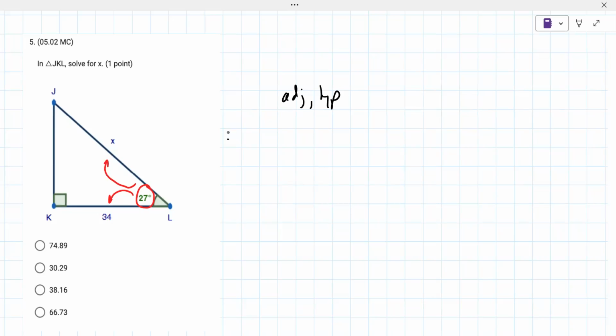I think it's tan. Does the cosine use the adjacent? Yes, cosine. So cosine of 27 equals what goes on top, what goes on the bottom? Adjacent goes on top and then hypotenuse goes on the bottom, right? So what is it? 34 over X. Yes, okay, good, good.